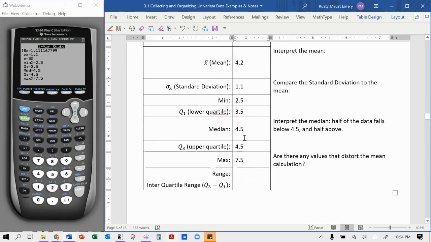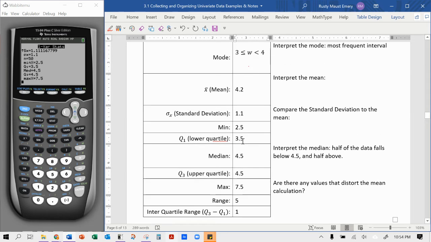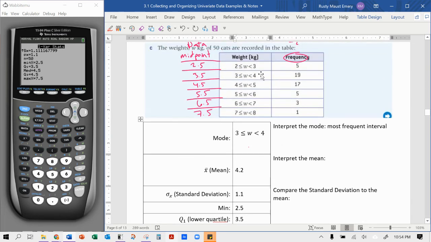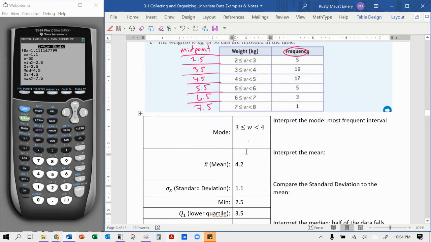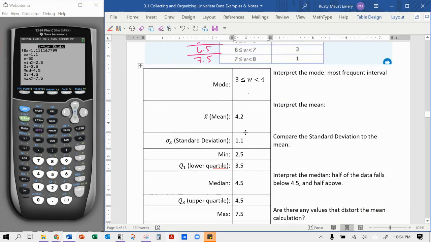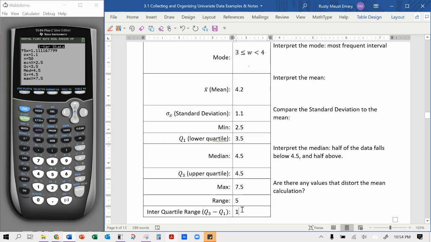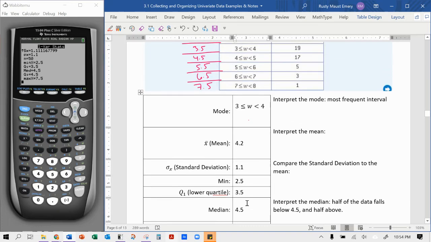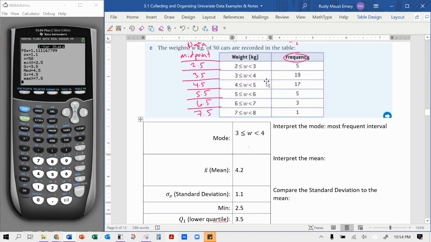Again, range is still the maximum minus the minimum. So 7.5 minus 2.5 is 5. The interquartile range, 4.5 minus 3.5 is 1. So those are fairly compact, fairly small for the interquartile range at least. The range, if you're comparing it to the rest, right? So the rest of our data, the range is fairly large, but the interquartile range is fairly small. So the middle 50% of my data falls within 1 kilogram, right? So 1 interval, really.